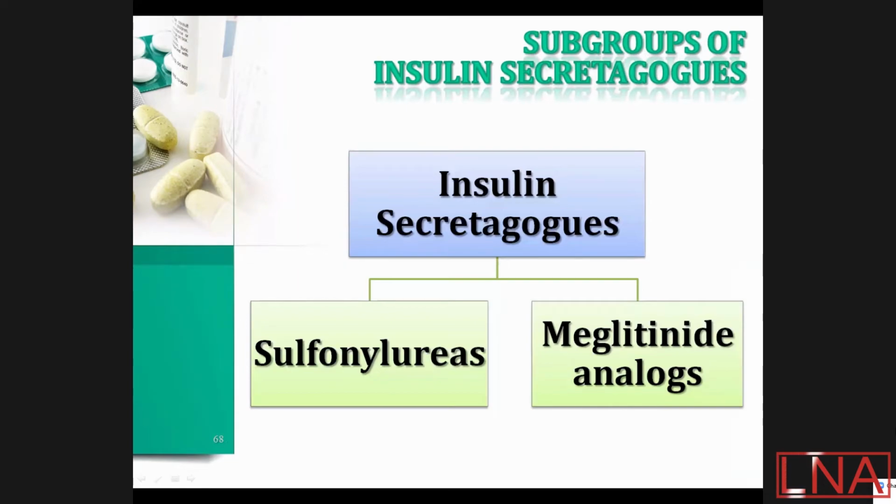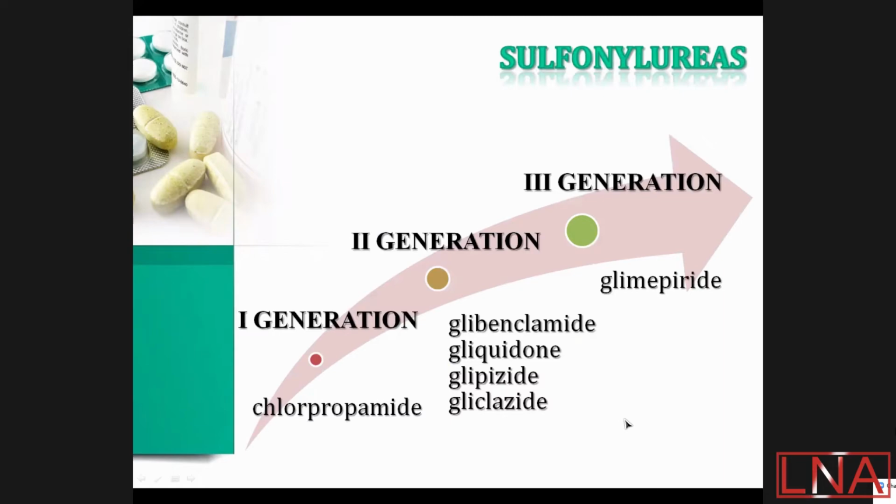The first big class is drugs that increase secretion of insulin. They might be called insulin secretagogues. There are two main classes, sulfonylureas and meglitinide analogs. The first group, sulfonylureas, might be subdivided into three generations. Don't be surprised if you read in your textbook about two generations, because different authors suggest different classifications. Sometimes glimepiride from the third generation is included in the second generation, but it is the newest drug. Drugs from the first generation, like chlorpropamide; second generation, glibenclamide, gliquidone, glipizide, or gliclazide.